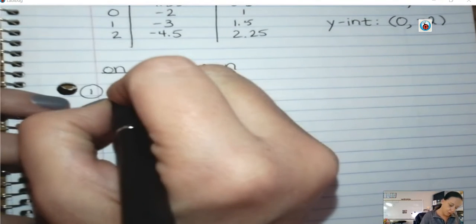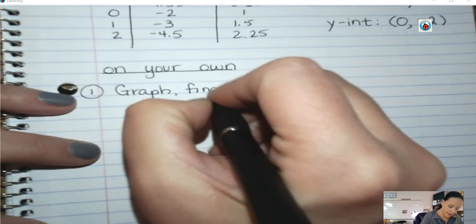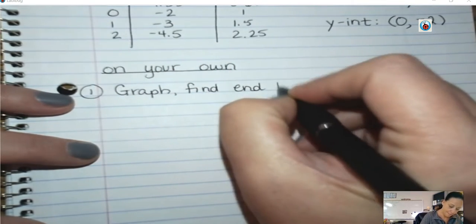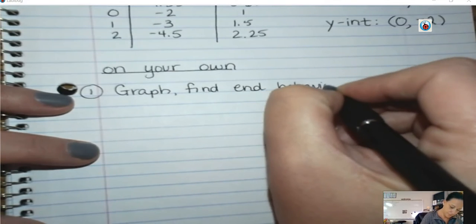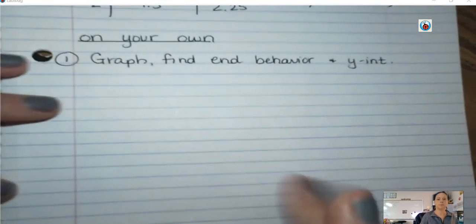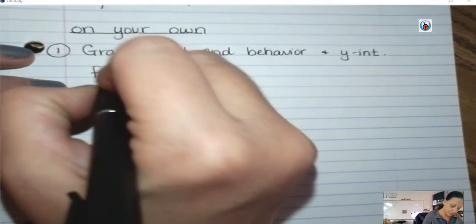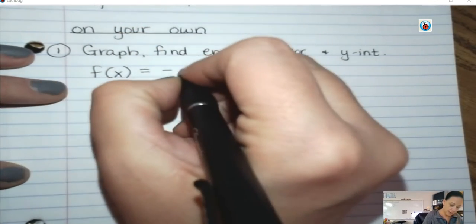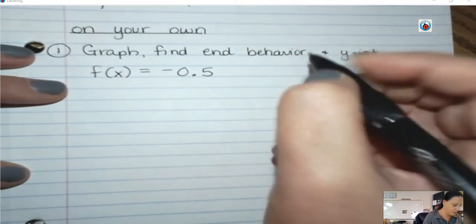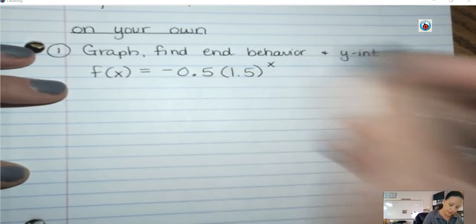For these, the directions say to graph, find the end behavior, and the y-intercept. Okay, go ahead and do f of x equals negative 0.5 times 1.5 to the x power.